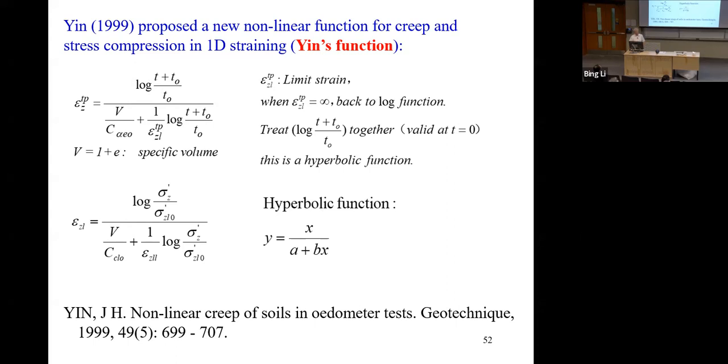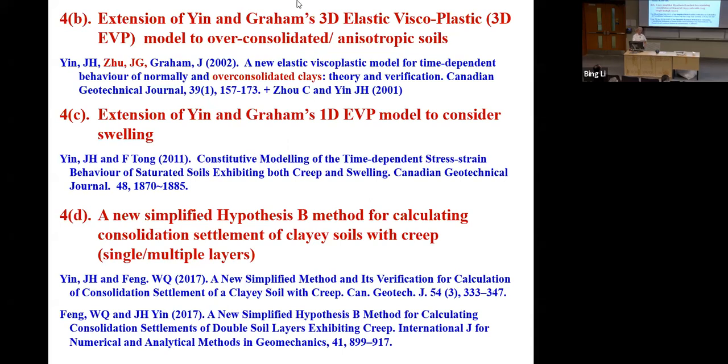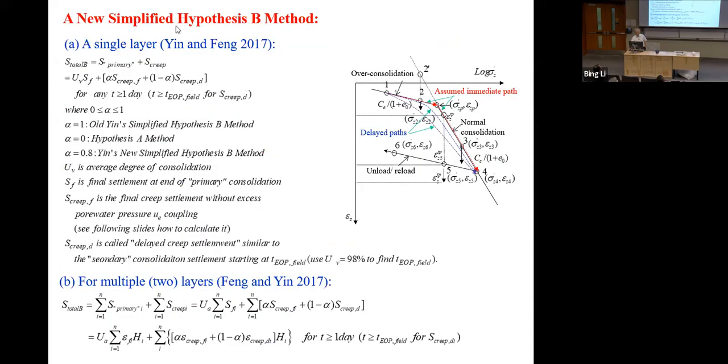If you don't believe me, you can try. Very good fitting, okay? So I don't go into details, to save time for discussion. And other people have also extended my model to different areas, including temperature. Recently my student did it, published two papers already, on how to consider temperature in this model, which is new. I know some people in Canada are doing the same thing. And recently we published a paper to calculate settlement, a simplified one.